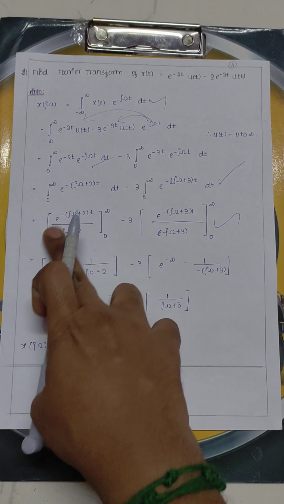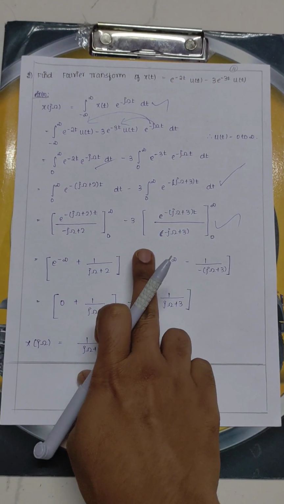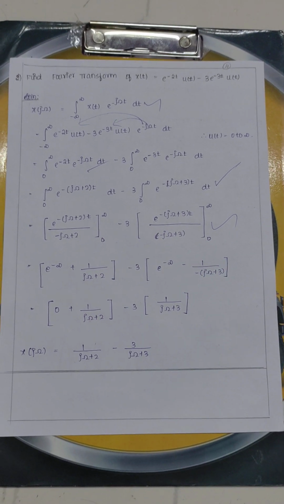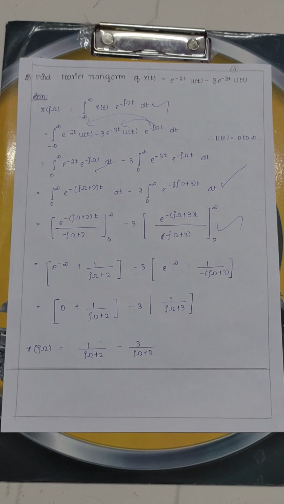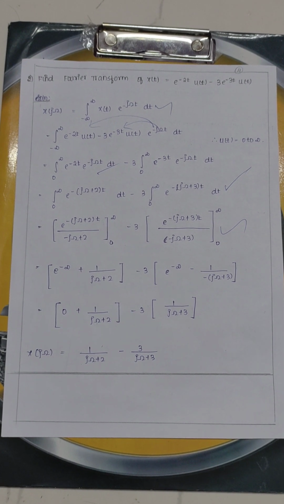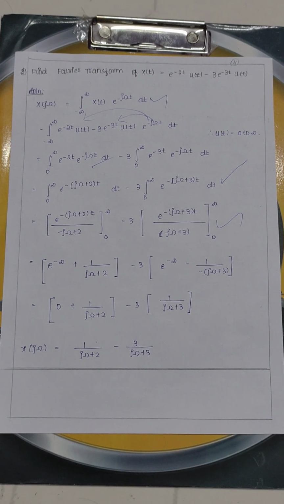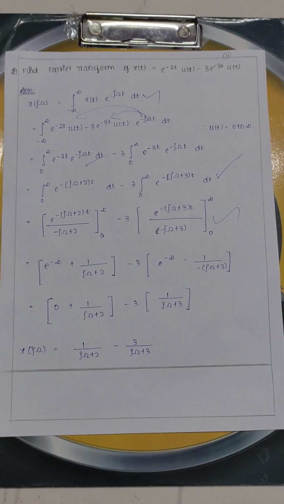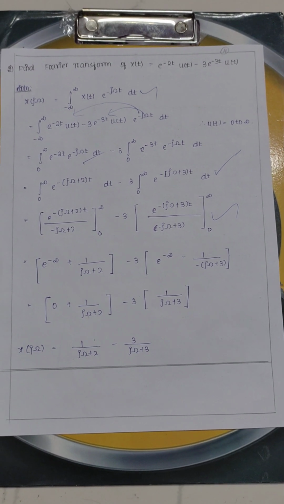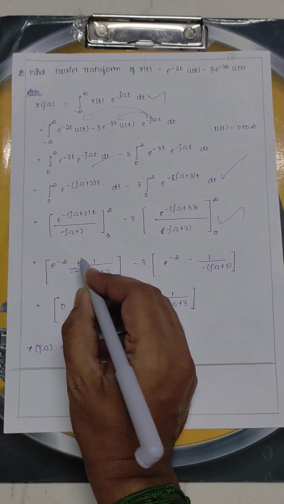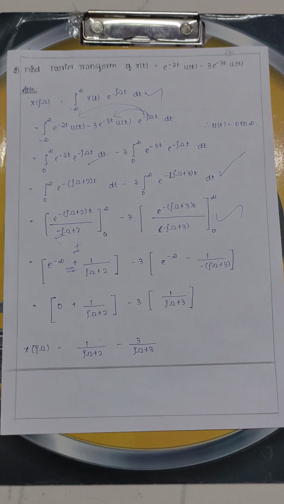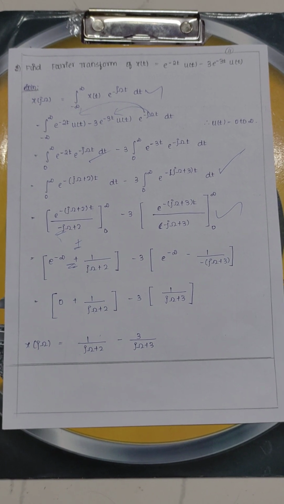So I have used the first case integration and the second case integration, keeping the 3 as it is, with lower limit to upper limit. Now substitute the limits. Substituting the whole term as infinity gives e power minus infinity, plus, for 0, e power 0 equal to 1. The lower limit is minus, and minus of minus becomes plus, so 1 divided by j omega plus 2. So e power minus infinity plus 1 divided by j omega plus 2.